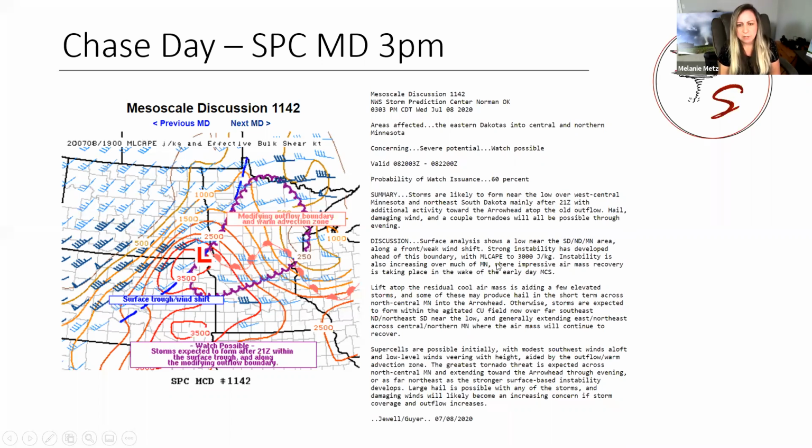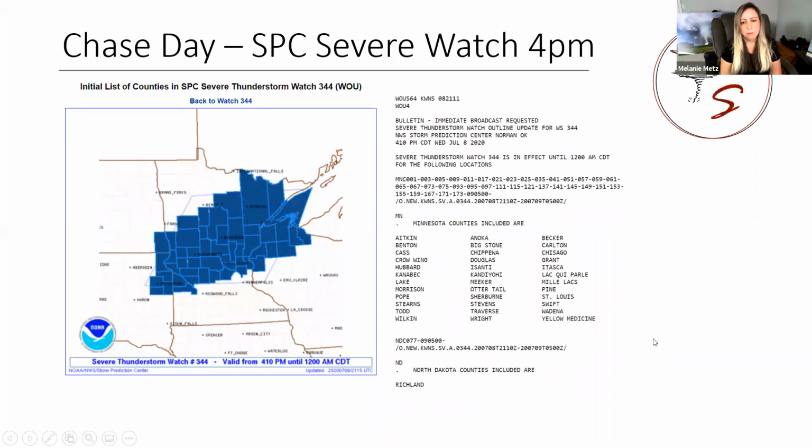So in the discussion here, they were talking about surface analysis showing the low, as we can see in the graphic. Supercells are possible initially with modest southwest winds aloft and low-level winds veering with height, aided by the outflow warm advection zone. So the greatest tornado threat is expected across north central Minnesota and towards the Arrowhead through the evening. Large hail is possible, damaging winds. Still, it didn't sound too exciting for tornadoes, even though we're getting a lot closer to initiation.